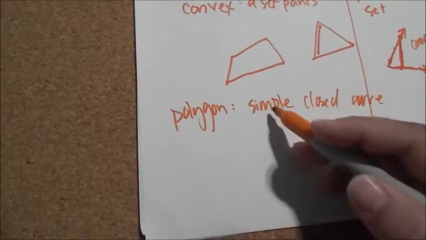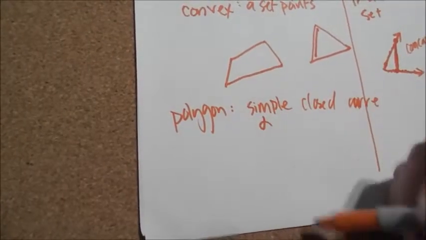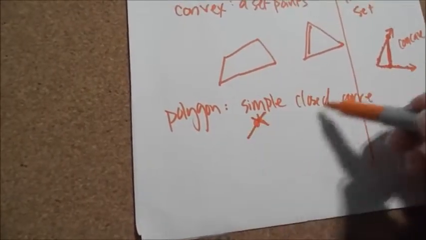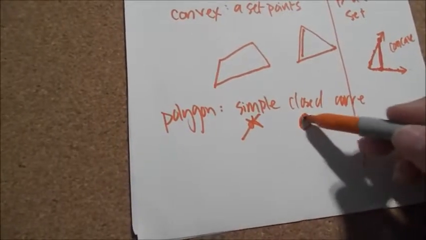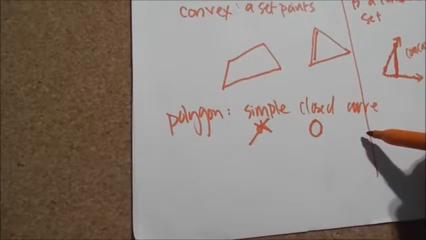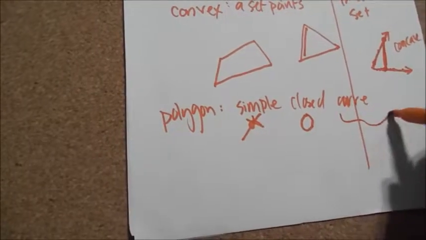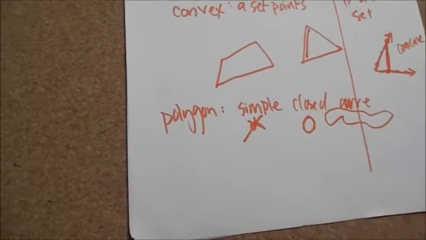All right, what does simple mean? That means it doesn't overlap itself. Closed means it begins and ends at the same spot, so obviously it closes itself. And a curve is just something that you can draw without picking up your pencil.